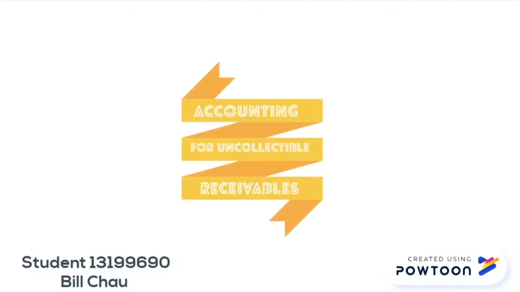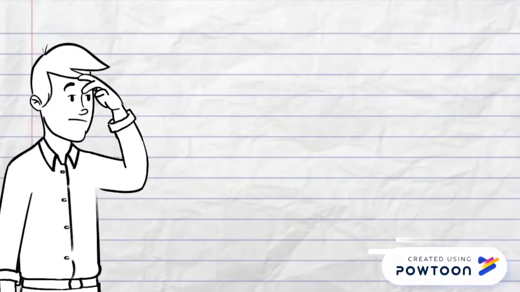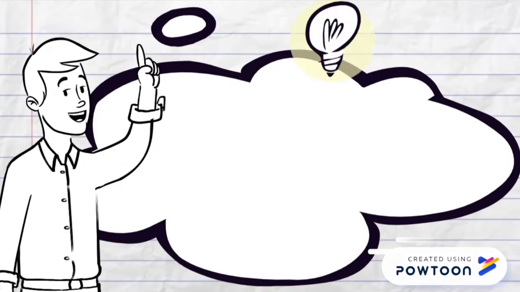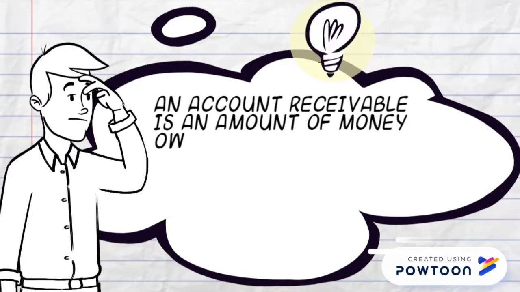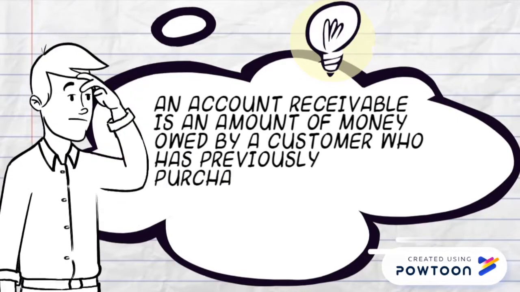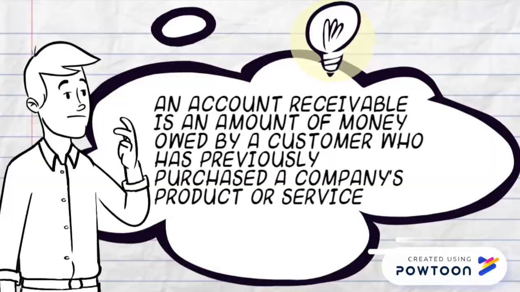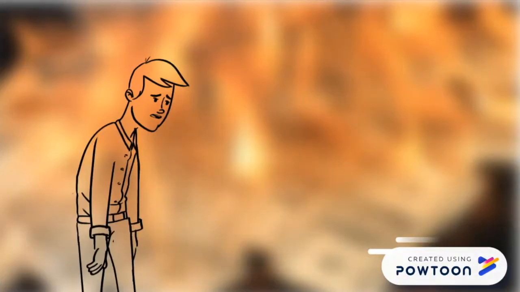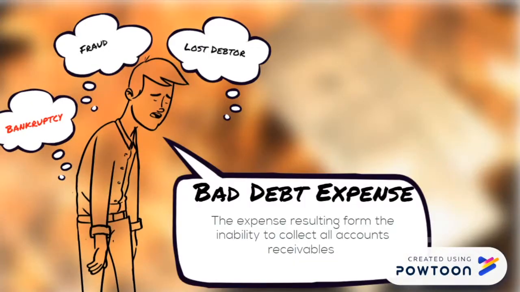I will be discussing the accounting of uncollectible receivables. So what are receivables? An account receivable is an amount of money owed by a customer who has previously purchased a company's product or service. Thus, when businesses deem a certain amount of money non-receivable, they are counted within the bad debt allowance.